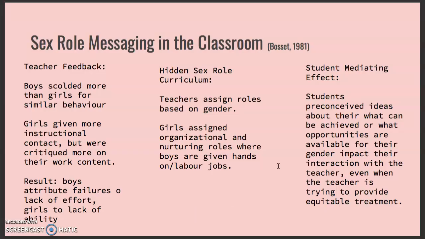Sex role messaging in the classroom. So this can be done in teacher feedback, the hidden sex role curriculum, and student mediating effect. So an example of teacher feedback would be boys are scolded more than girls, even for similar behavior. An example of hidden sex role curriculum is that teachers assign roles based on gender rather than ability or interest. And student mediating effect is quite interesting.